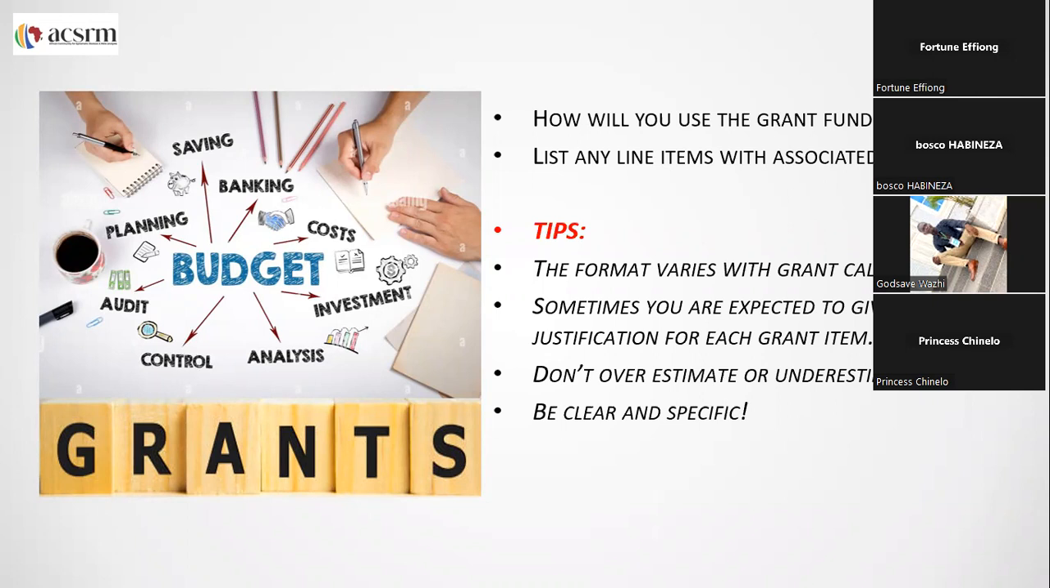So you can overestimate a little, but don't overestimate too much. For example, if you want to transport yourself from Calabar to Lagos, and then you're saying it's 300,000, of course that's too much. Even a flight is not up to 300,000. Probably it's not even up to 100,000 unless you are booking an urgent flight.